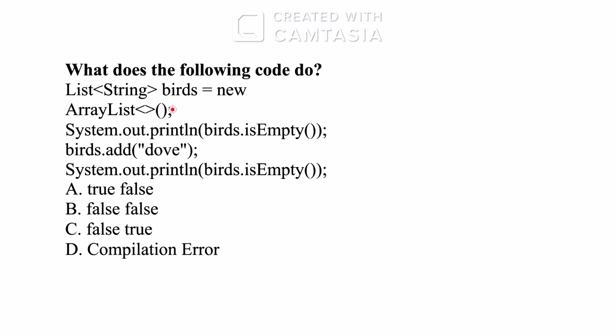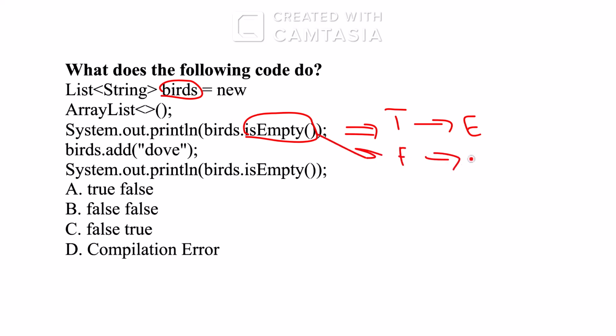Next question. We have created a list called birds. First, I'm checking isEmpty. The isEmpty function always returns true if the list is empty. And the isEmpty function returns false if the list is not empty, if some values are there. That is the task of the isEmpty function.